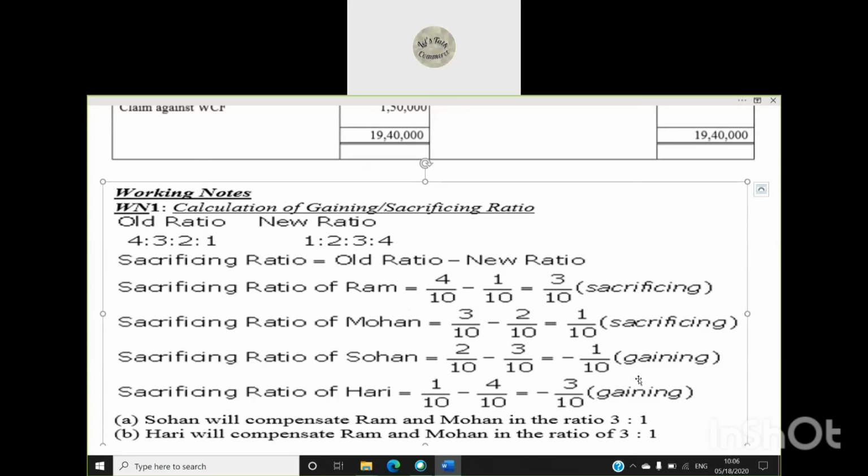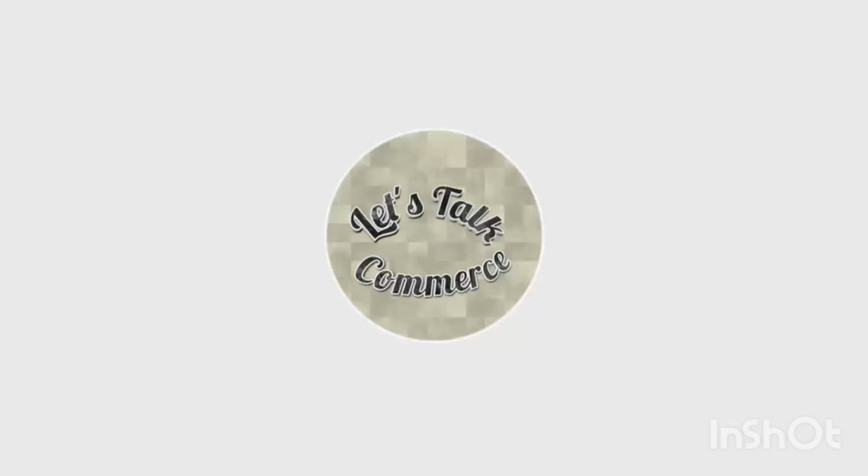Now, how will they be distributing this? Sohan will compensate. Sohan is the gaining partner. So Sohan will compensate Ram and Mohan in what ratio? In the ratio of 3 is to 1, their sacrificing ratio. And Hari will compensate Ram and Mohan in the ratio of 3 is to 1. Clear? So how will we be doing the adjustment of capital?